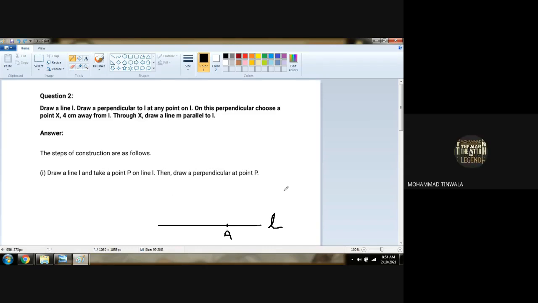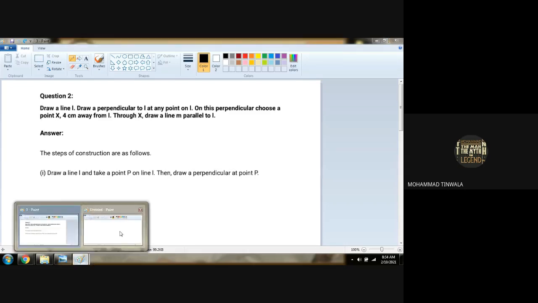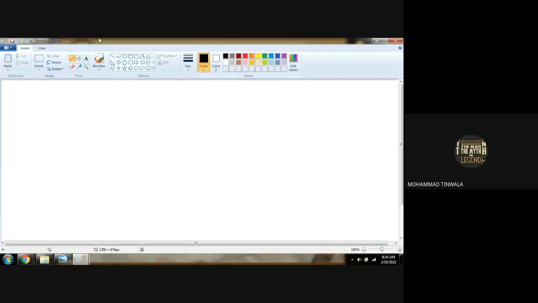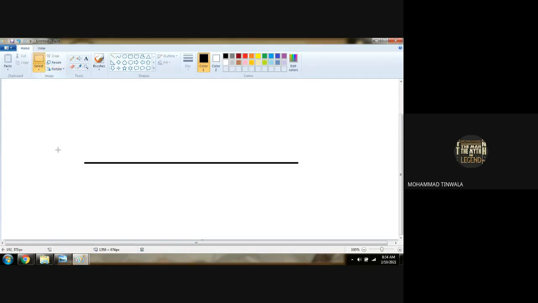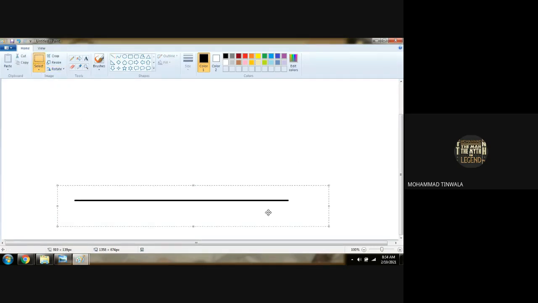So I will draw the construction on the new page. All of you pay attention. Draw line L. So we have drawn line L here. Chalo, line L લીધી. So take any point. We will take anywhere one point. ગમે ત્યાં લઈ શકાય. શું લેવું છે સુફિયાન? P. Okay. Point P લીધું. Now what we have to do? We have to draw a perpendicular line.